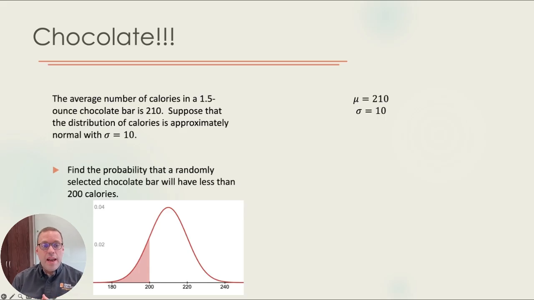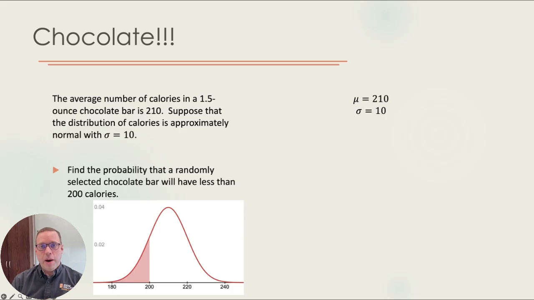Cool. All right, so this is the setup we're going to be seeing over the next few videos. Here is the first problem we are going to deal with. Find the probability that a randomly selected chocolate bar will have less than 200 calories.